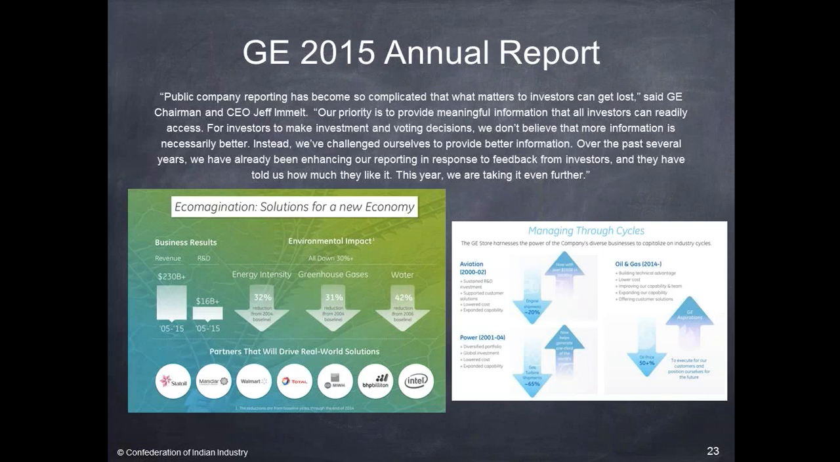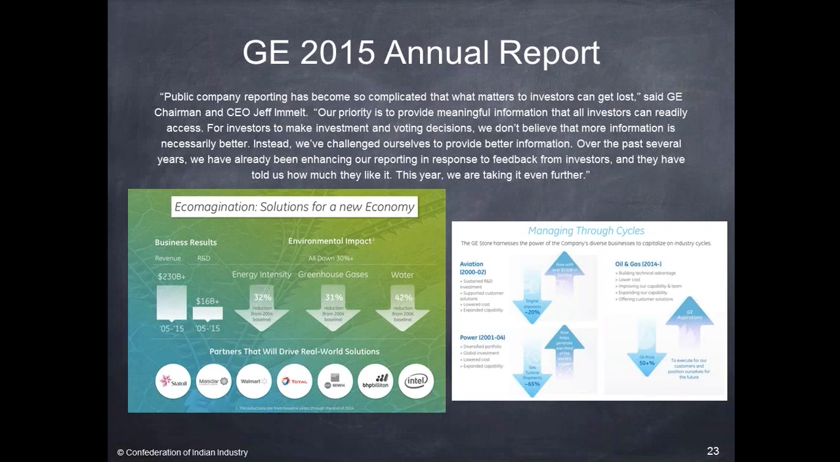One good example, GE. They came up with their annual report this year. The quote from CEO Jeff Immelt summarizes what I think a lot of companies are looking to do: for investors to make investment and voting decisions, we don't believe that more information is better, but better information is required. And they've already been enhancing their reporting in the last couple of years, and now they're taking it even further by using the integrated reporting framework.